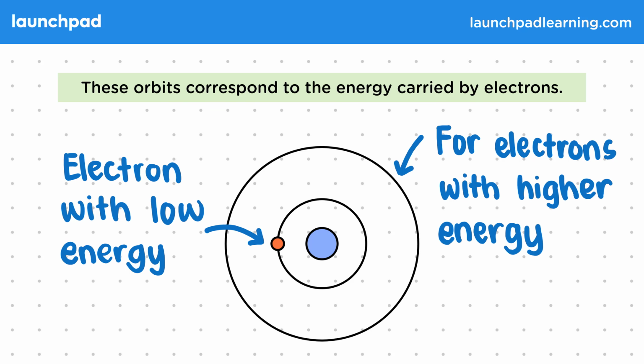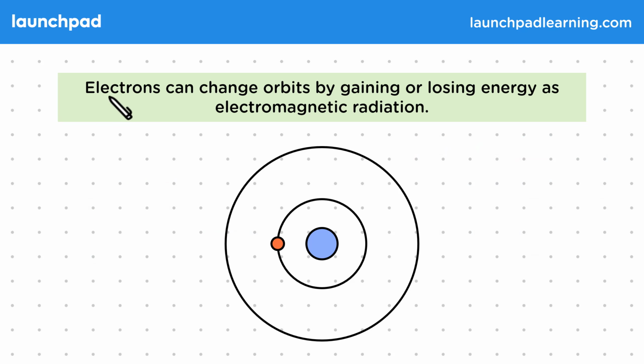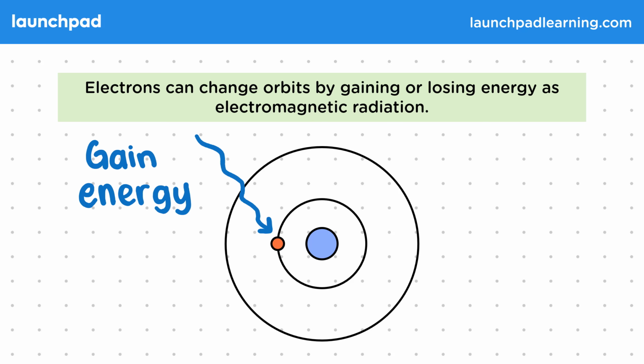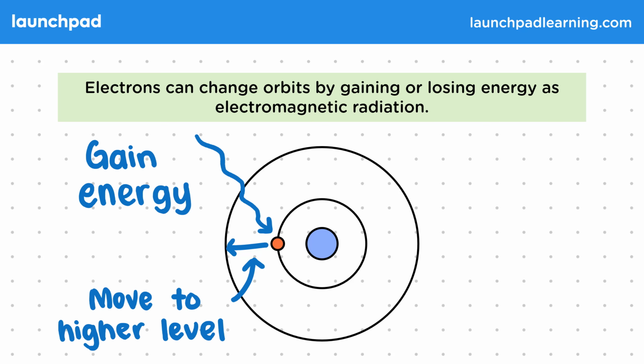So how did Bohr think that electrons could change orbit? Electrons can change orbits by gaining or losing energy as electromagnetic radiation. So an electron moves to a higher orbit if it absorbs or gains energy from electromagnetic radiation. But the electron needs to absorb the exact amount of energy required to move up to a higher level.